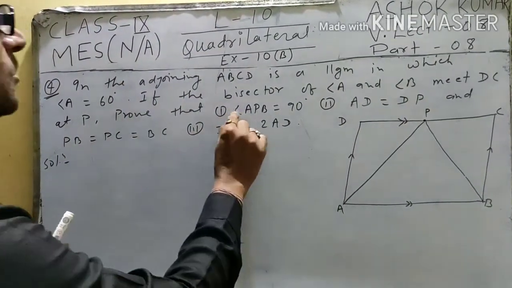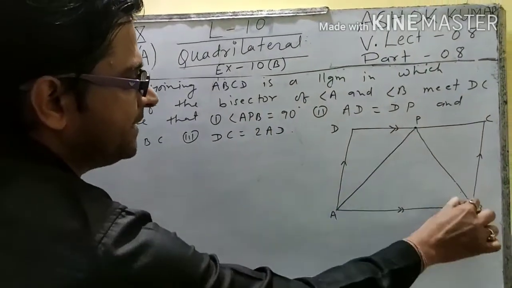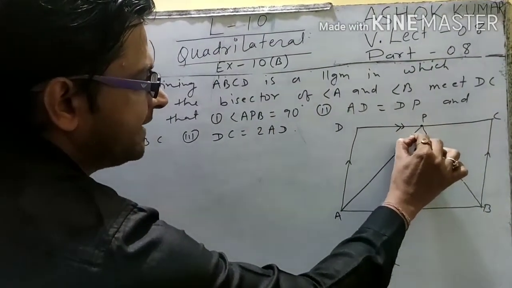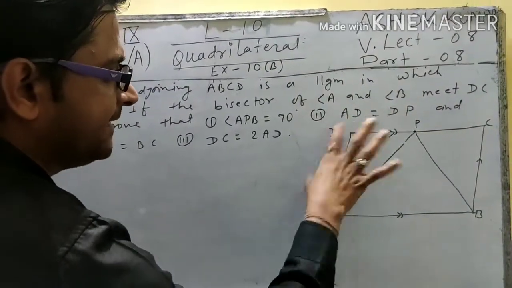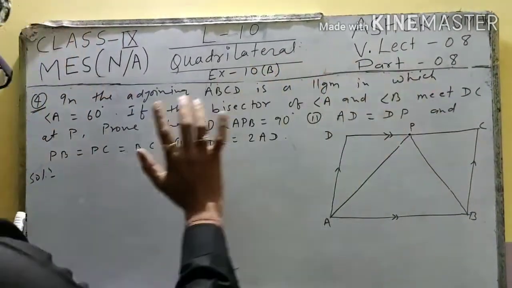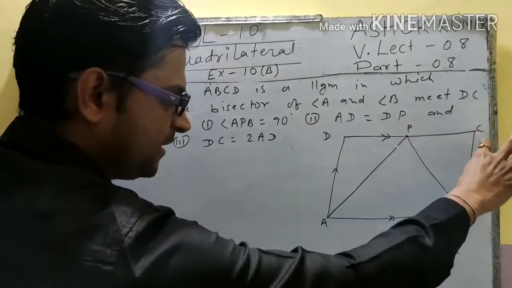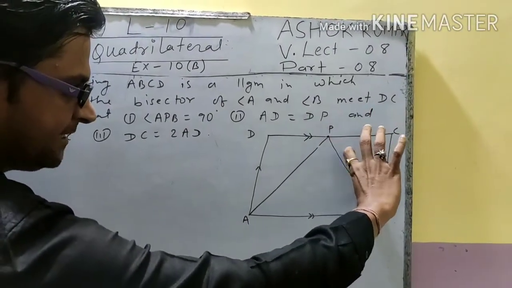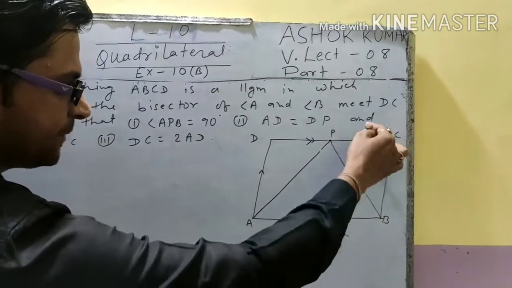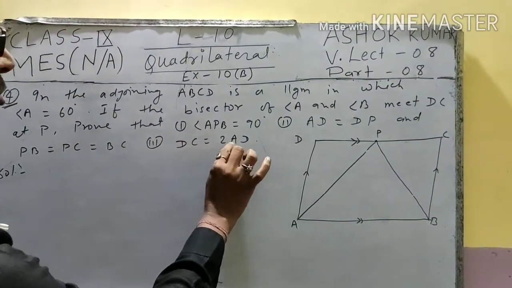Prove that first one is angle APB is equal to 90 degree. That means this angle is 90 degree. Second one is AD is equal to DP. And PB is equal to PC is equal to BC. That means these three sides are equal. And the last one is DC is equal to 2 times of AD.